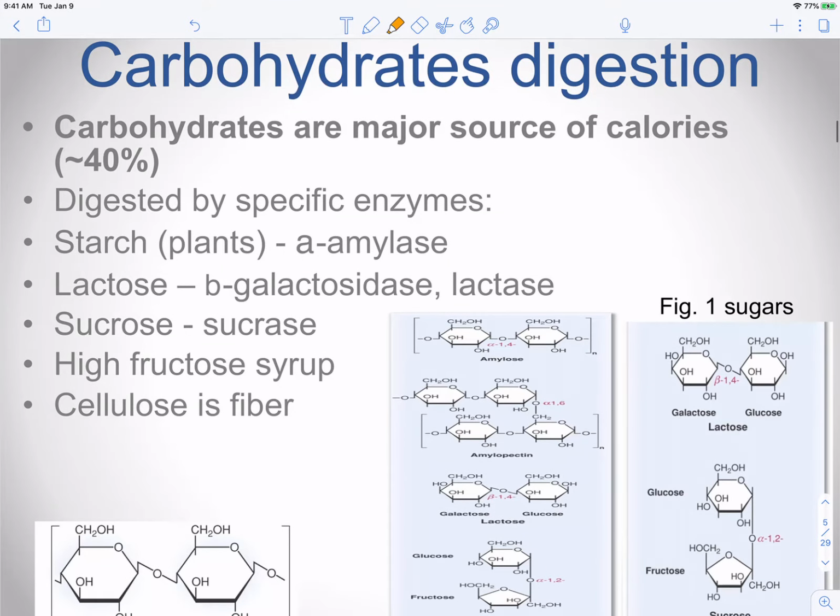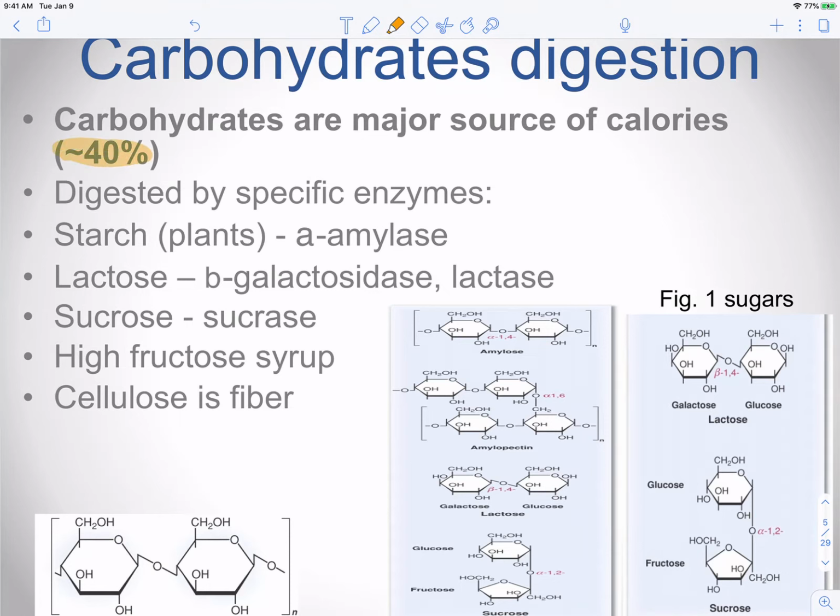All right, so let's talk about carbohydrate digestion. Of course, 40% of our calories are going to be carbohydrates, usually. They're going to be digested by specific enzymes. We have starch, which comes from plants. We have the alpha amylases that are going to work on the starch molecules. And then we also have lactose, which is going to be worked on by beta-glycosidase, lactase activity. We have sucrose, which is going to be worked on by sucrase. Fructose, from high fructose syrup, we can absorb fructose directly. And then we have cellulose, which is a fiber that we can't break down.